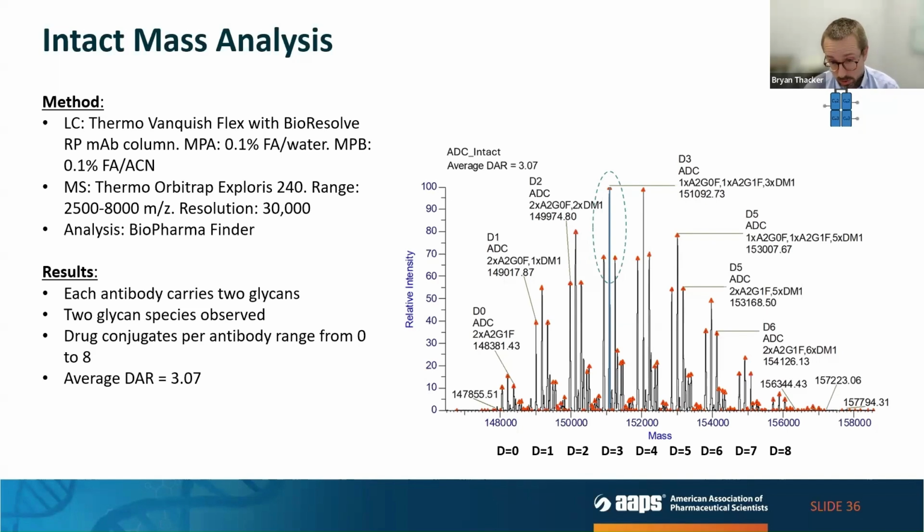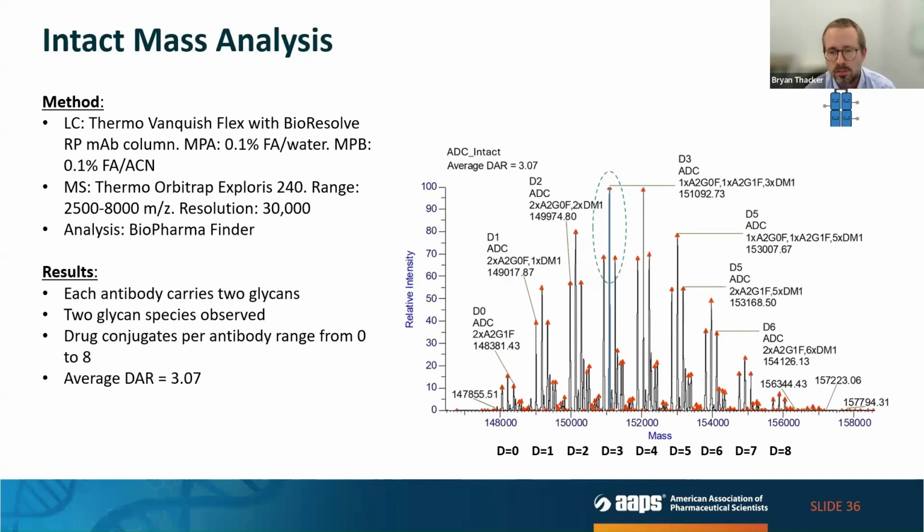Some representative data is shown on the right, and I'll just walk through this figure to orient people who might not be familiar with this kind of analysis. On the x-axis, we have the mass that's being detected. That's mass in Daltons, so you can see we're working up in the 150 kilodalton range, which is what you'd expect for an intact antibody. The y-axis is relative intensity. So we're looking at the abundance of those masses within the sample.